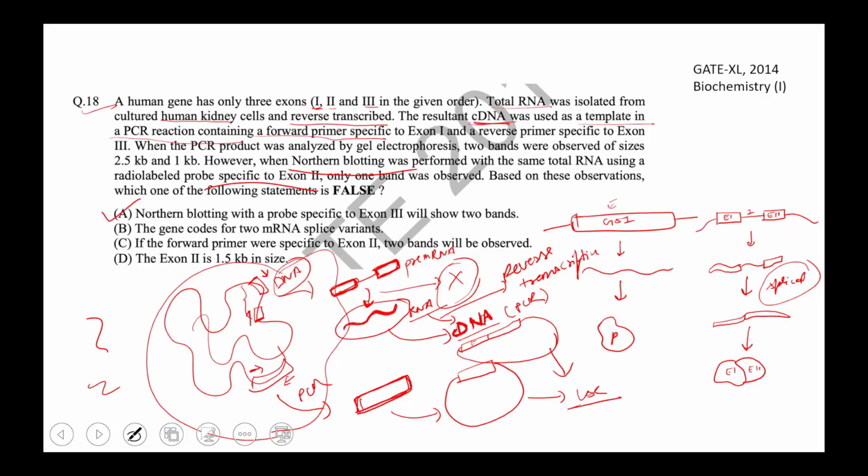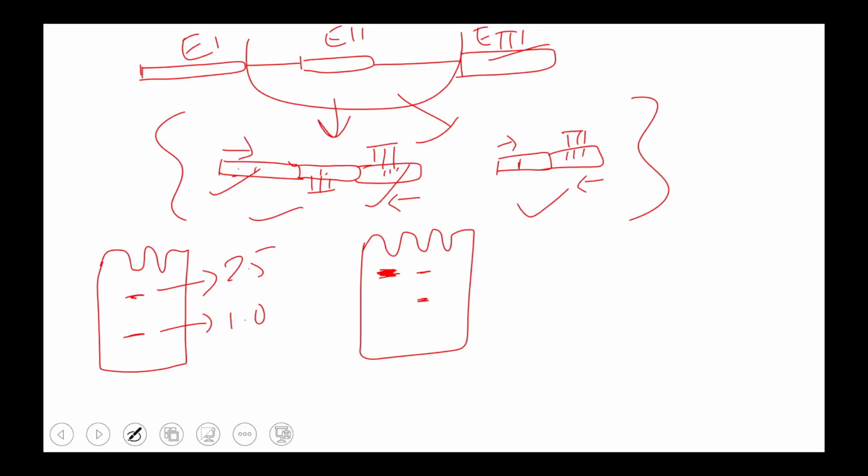Next, the gene codes for two mRNA splice variants. By our detailed analysis of the experiment, we can say that yes, this gene codes for two mRNA splice variants that are generated using alternative splicing. The third option is: if the forward primer is specific to exon 2, two bands will be observed. Is it? Here they have used the forward primer specific to exon 1.